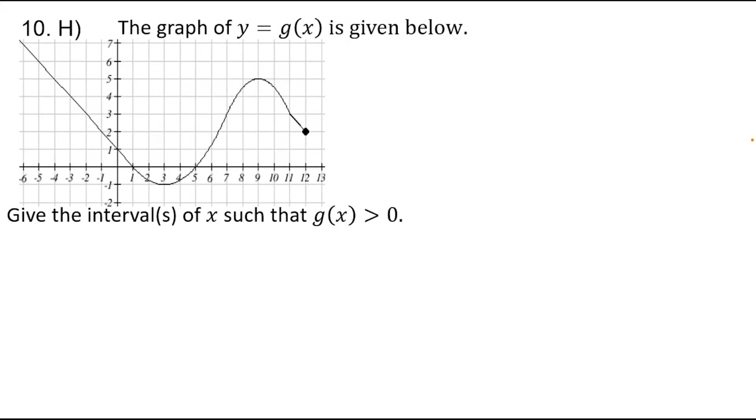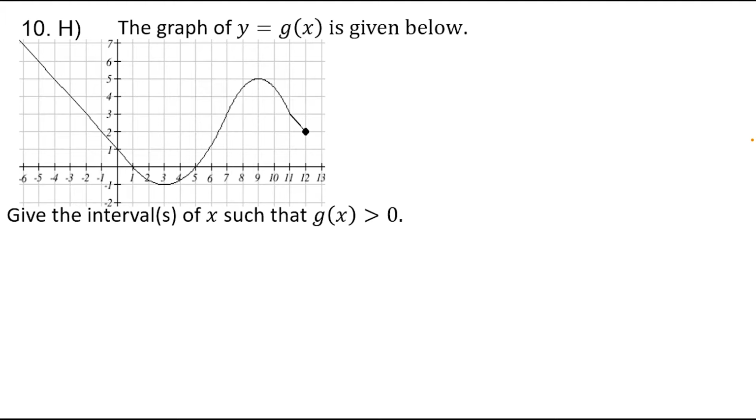All right, given the graph of y equals g of x, give the intervals of x such that g of x will be greater than 0. So what we're looking for is the sections, the values of x where the output, or what we see on our graph, will be strictly greater than 0, strictly above the x-axis.